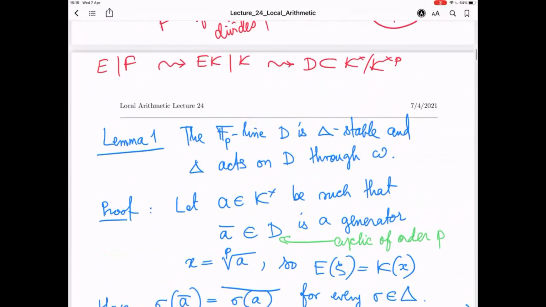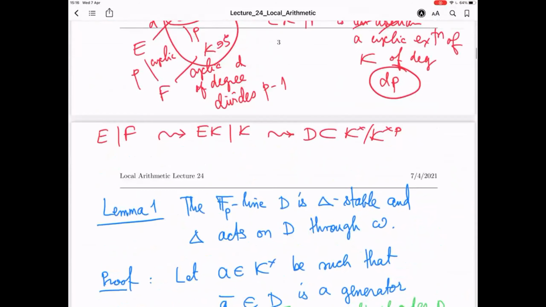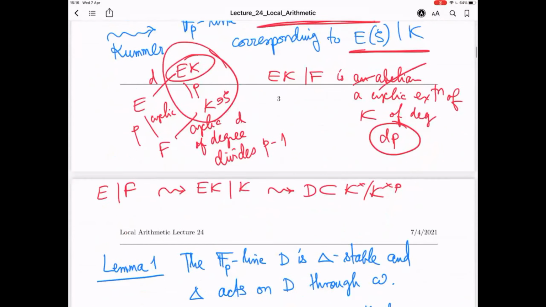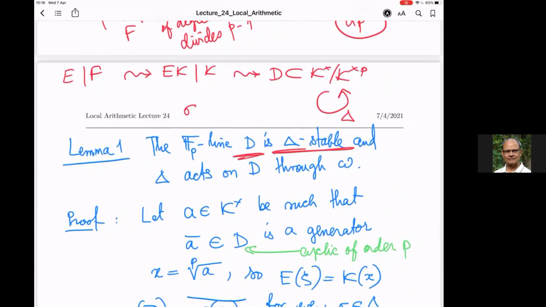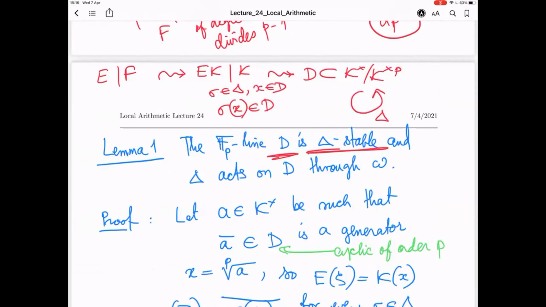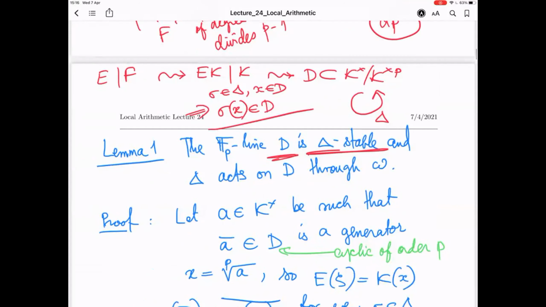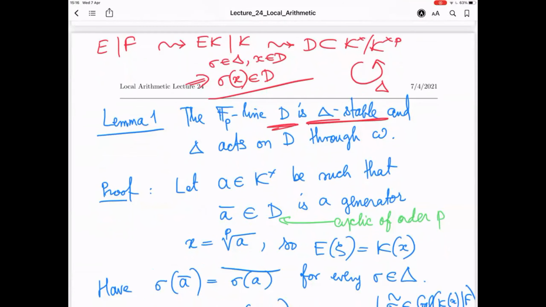Okay, and of course, the Galois group is called delta. So the Galois group delta acts on this F_p space. And the first lemma says that this line D is delta stable. So what it means is that sigma of x belongs to D whenever sigma is in delta and x is in D. That's what it means to be delta stable.